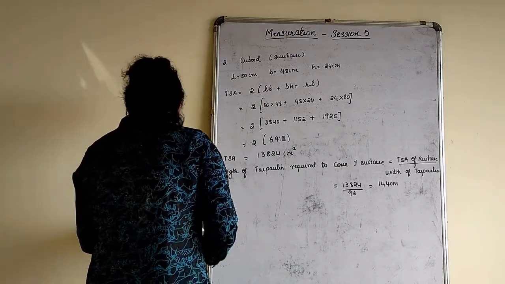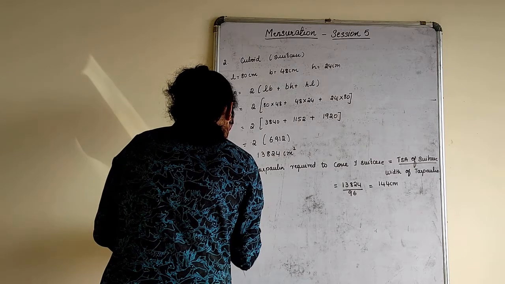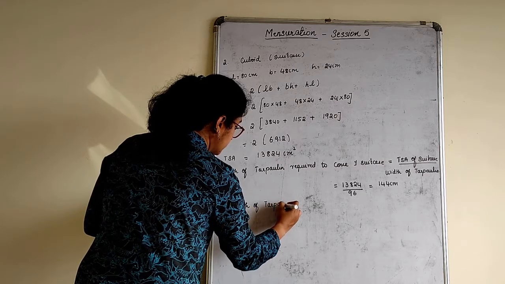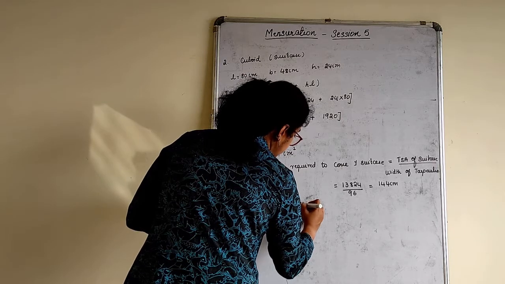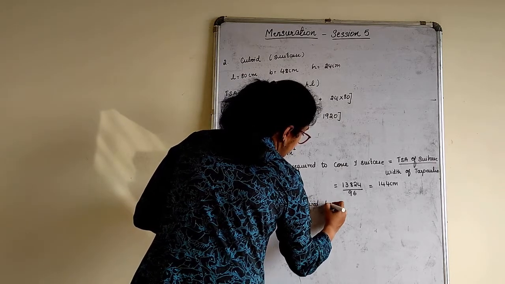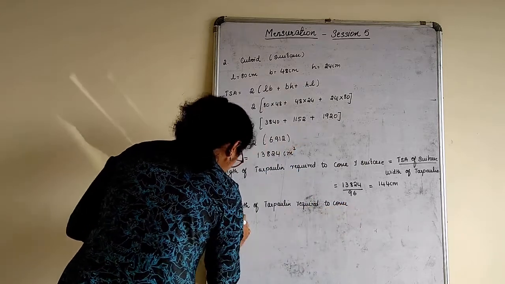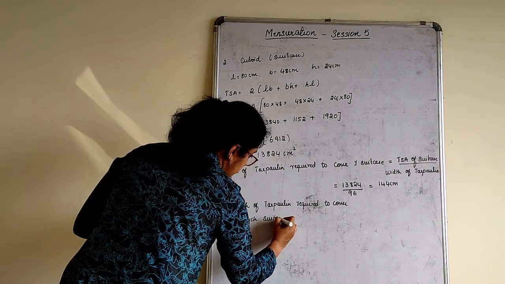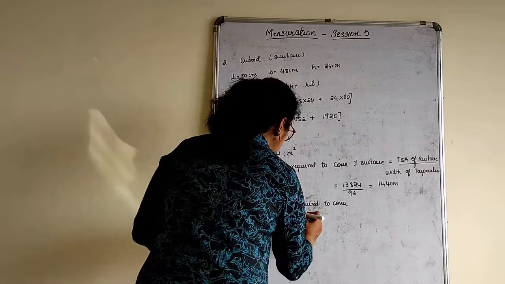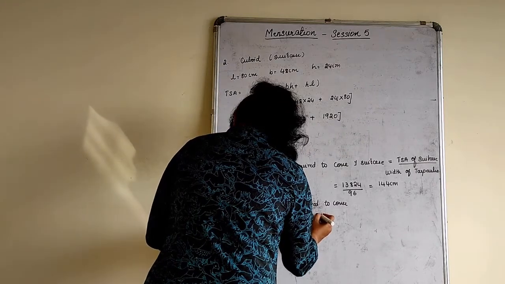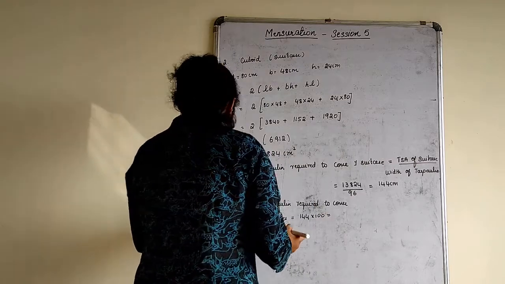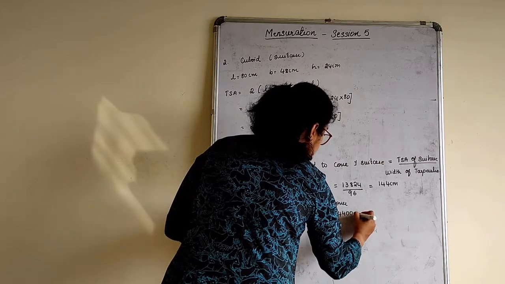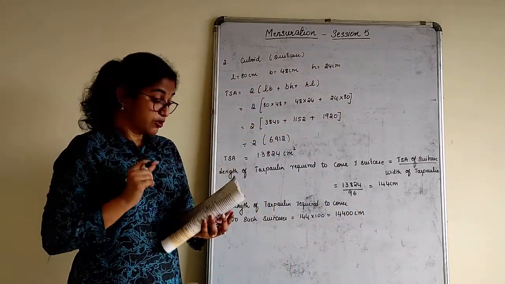Therefore, length of tarpaulin required to cover 100 such suitcases is equal to 144 into 100, that you will get here as 14400 centimeter. Okay, read the question carefully, children.